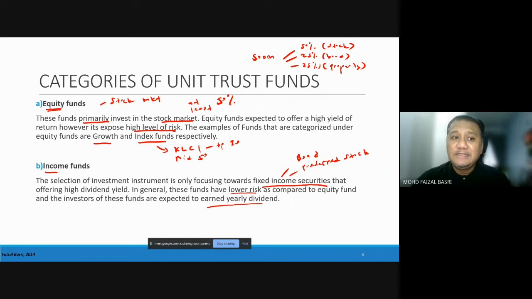Tapi kalau short term basis maybe sebab kita exposed to the equity kan, so in short term basis maybe dalam setahun ataupun 2 tahun, sometimes income fund ni mungkin lebih tinggi daripada equity, mungkin. But in the long run, okay, selalunya equity funds akan lagi tinggi. Okay, depends on you lah. Kalau you yang nak invest in the longer terms, so might as well invest in equity funds.